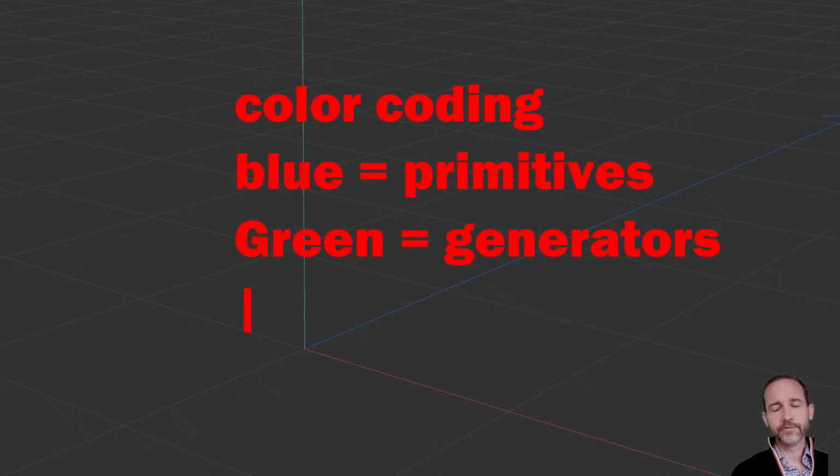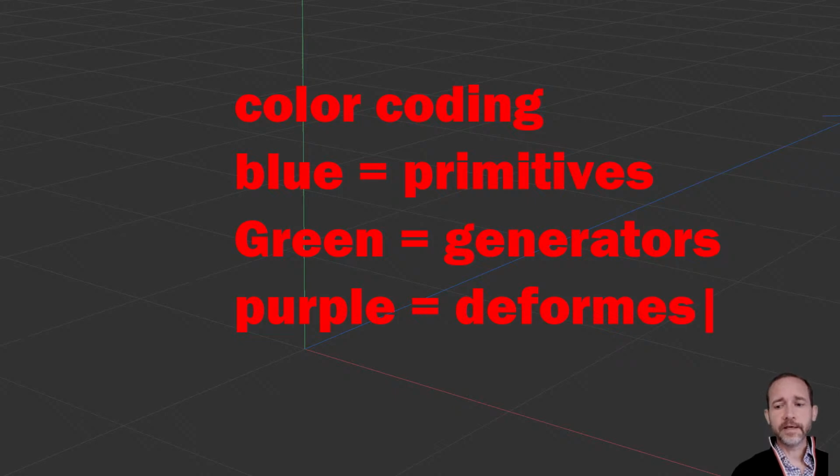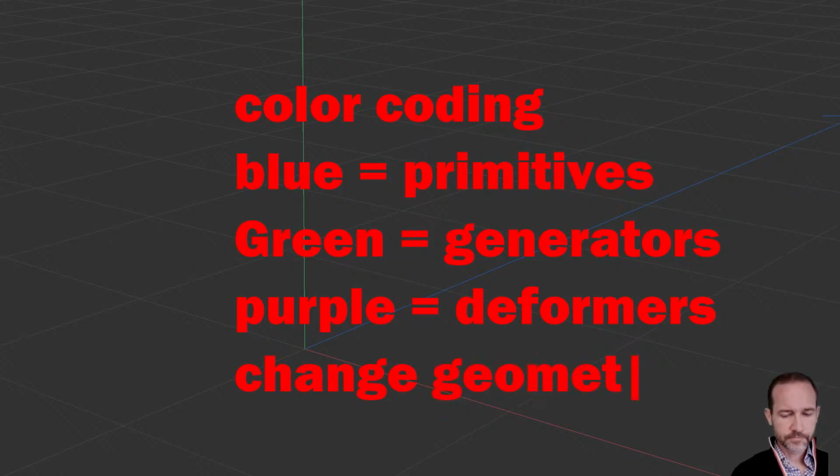What other ones are going to use today? And purple, these are deformers. They change geometry, because that's what we're doing. We're making a mesh here.